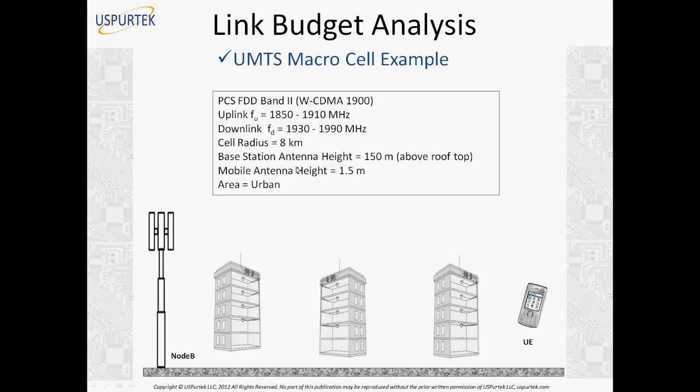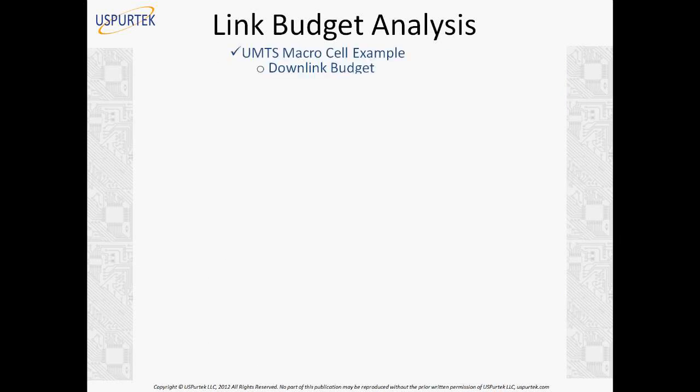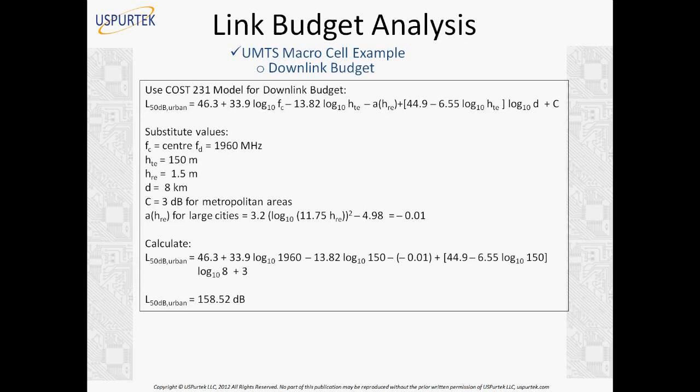Cell radius is again 8 kilometers, and we have a height of 150 meters for the base station antenna, and the mobile antenna is 1.5 meters. So with these values, let's see what happens. Now, just note that the frequency is much higher in this case. We assume for this scenario a higher frequency band.